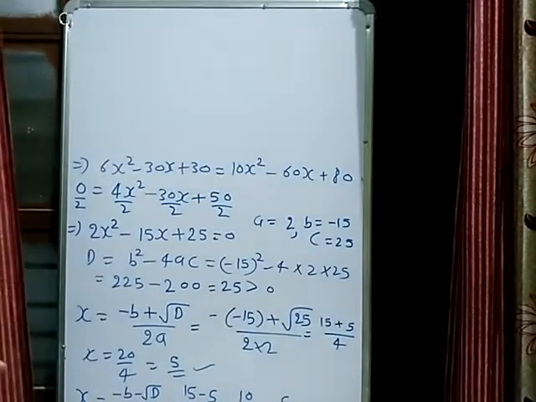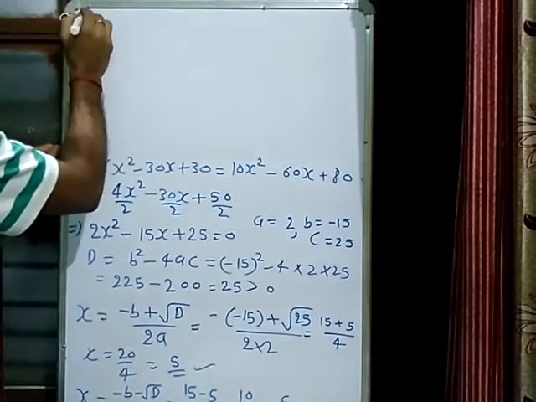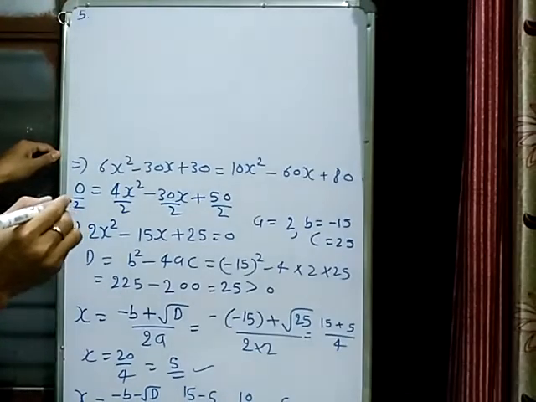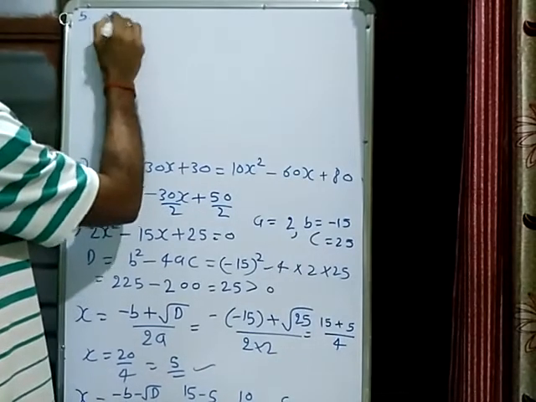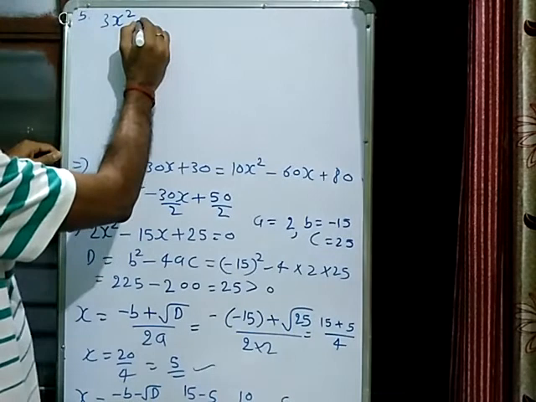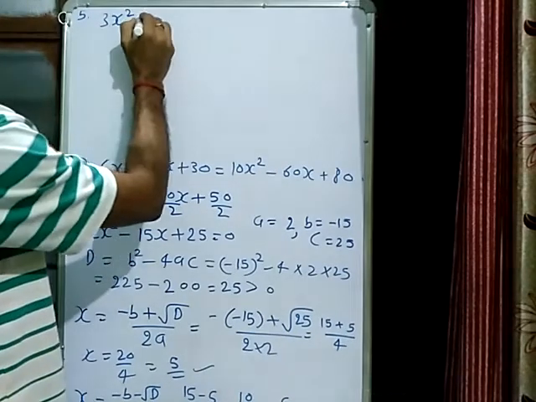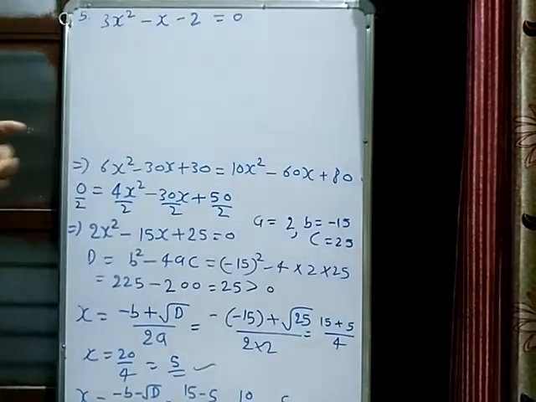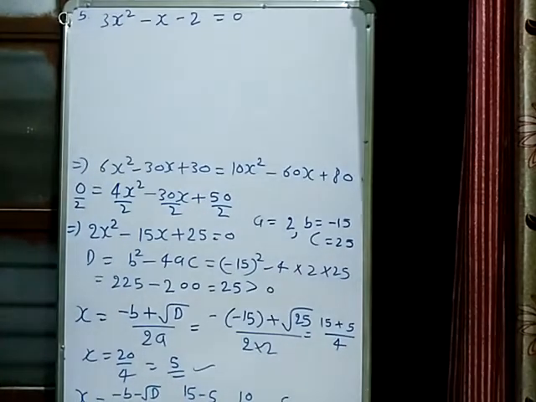Then solve it again. Question number 5: solve the given question using the completing square method. The question is 3x square minus x minus 2 is equal to 0. If you remember, I explained this process.